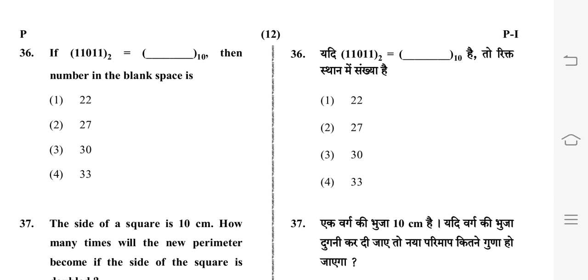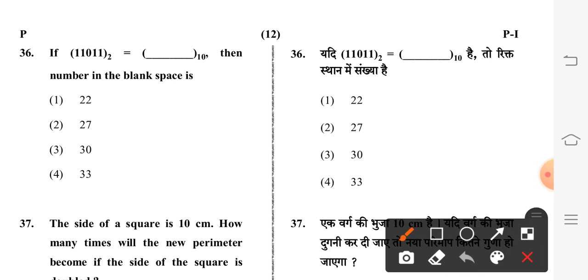Here 11011. This number is in binary form. Change it into decimal form. Binary means here 2. That's why it is called binary form. Here 10. So it is called decimal form. So correct option for this question is 27.